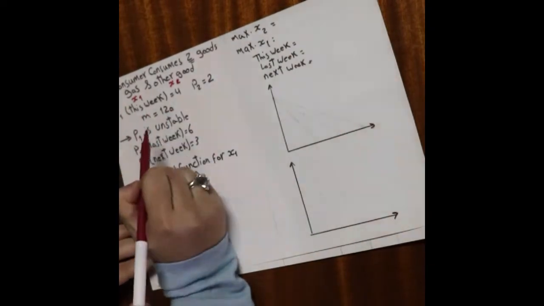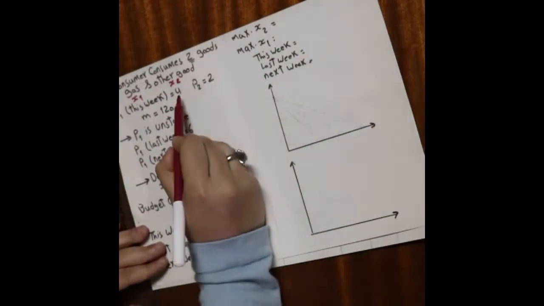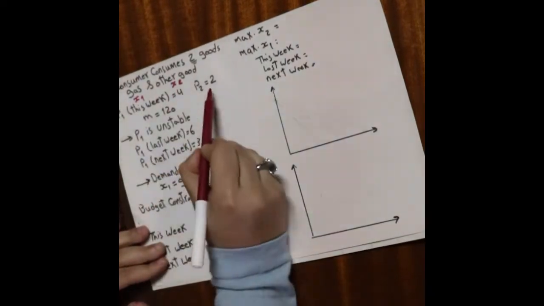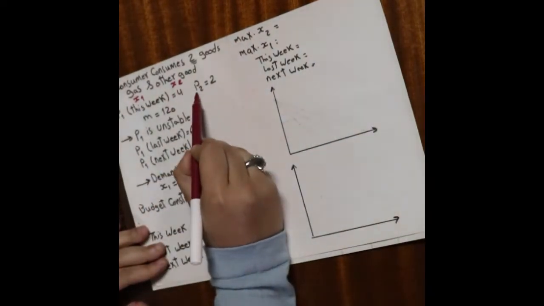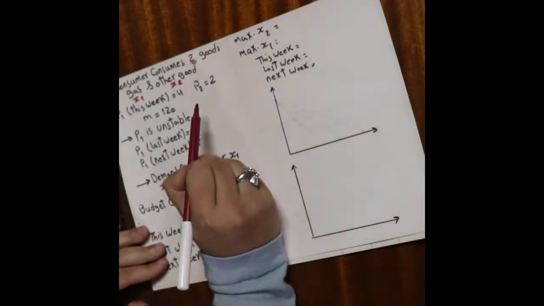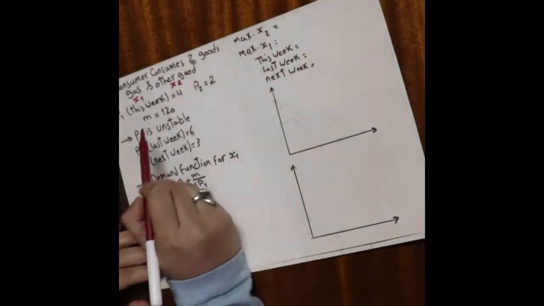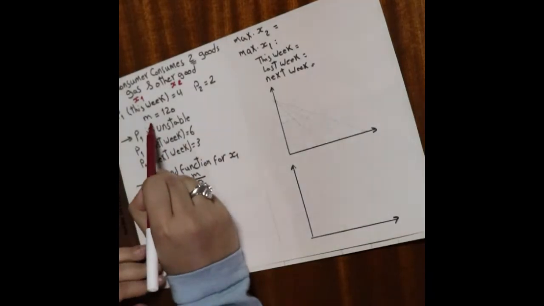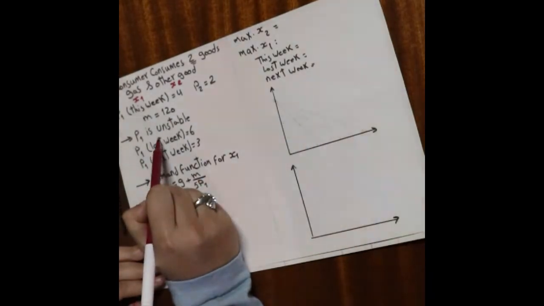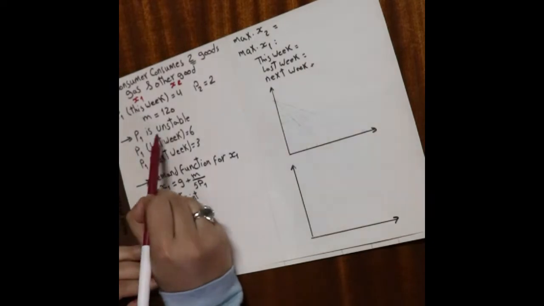Price of gas this week equals 4, so B1 equals 4. Price of the other good equals 2, so B2 equals 2. Money income equals 120, so M equals 120.